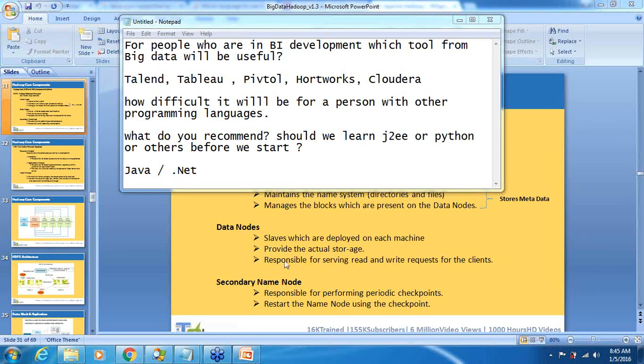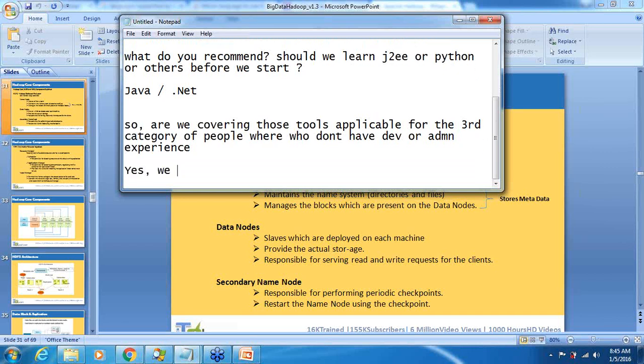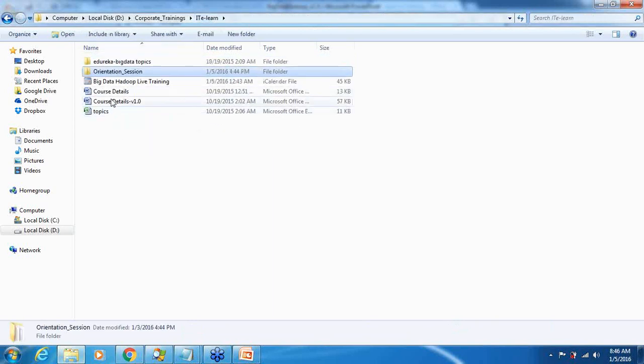So are we covering those tools applicable for the third category of people who don't have either development experience or administrative experience? Yes, we will cover Talend to an extent. If time permits, I would bring up Tableau, but I don't promise it. But for sure, I will demonstrate Talend, because this particular course is something, maybe I don't know how many of you know about the curriculum that you would like to go ahead with.